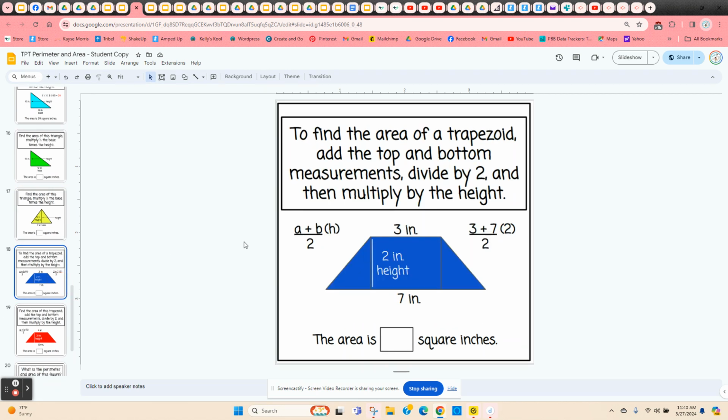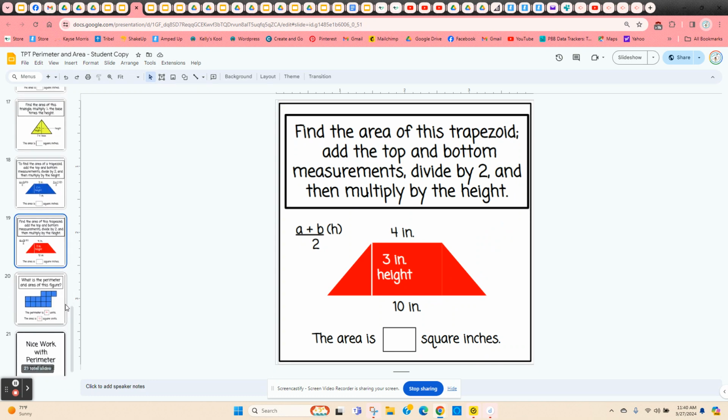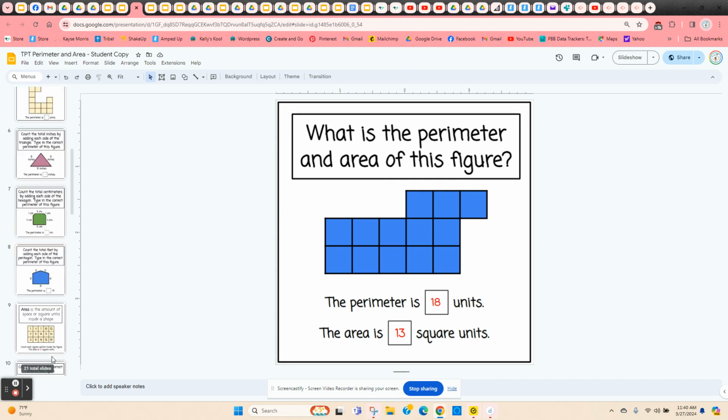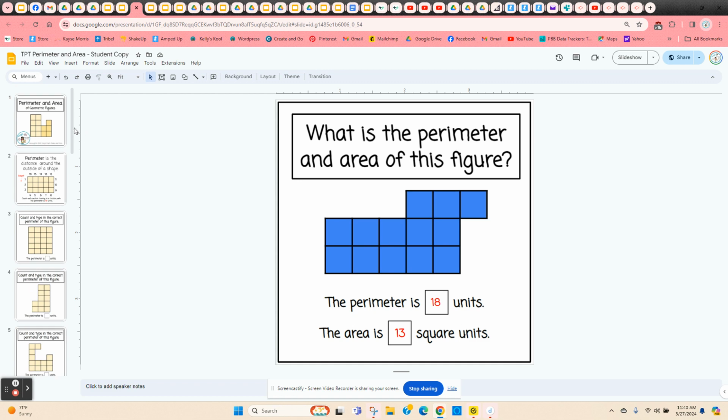And then we get into the area of a trapezoid. And then they're going to figure one on their own. Now the very last slide, we're finding the perimeter and the area. So digital lesson, perimeter and area.